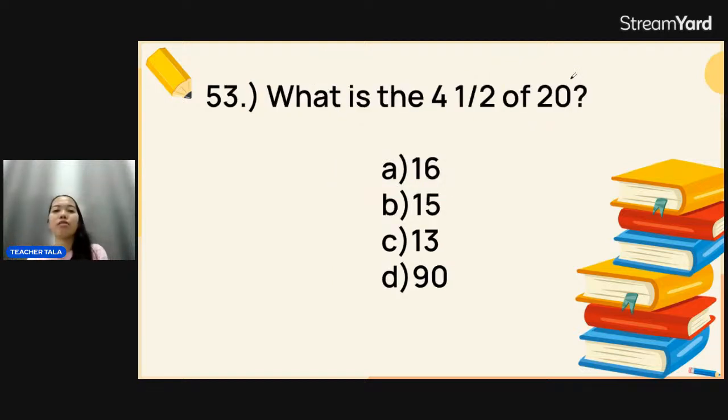Next, what is the 4.5 of 20? Again, 4.5, this is the rate. 4.5 is the rate of 20. That's the base. And the percentage is missing. So, PBR pa rin.